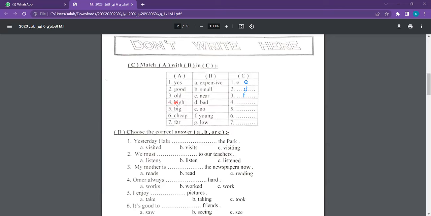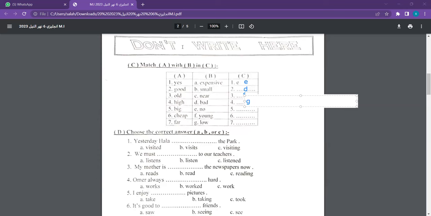High. High means the mountain is very high. The opposite of it is low. Okay? High, low. Low is number G. Do you understand?